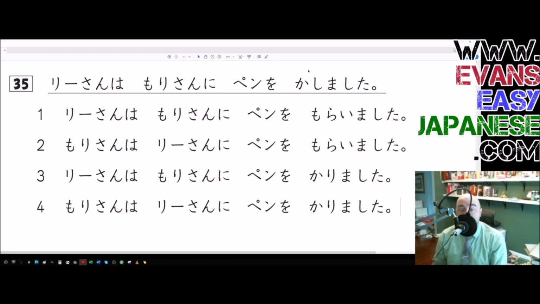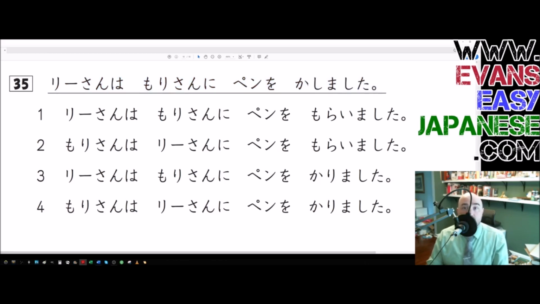That being said, we got a last question that's pretty fun. It's important. This is focusing on the ni particle and how it gets used. So we got Ri-san wa. As for Li-san, what follows him is important and it applies only to Li-san. Mori-san ni, to or from Mori-san, most likely. Pen o, the thing that we're going to verb is the pen.